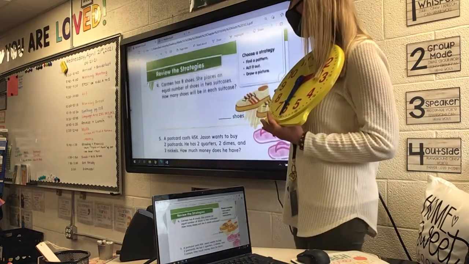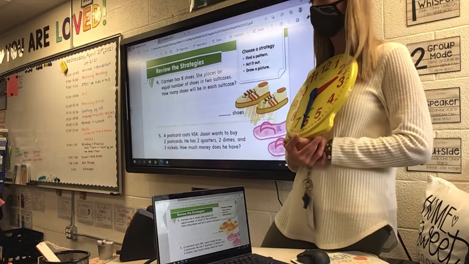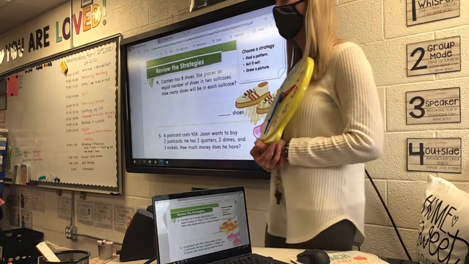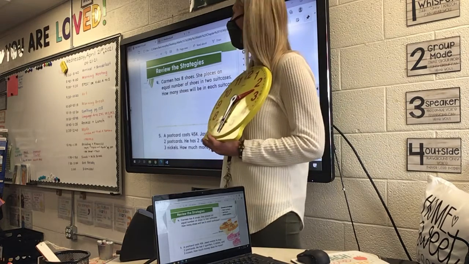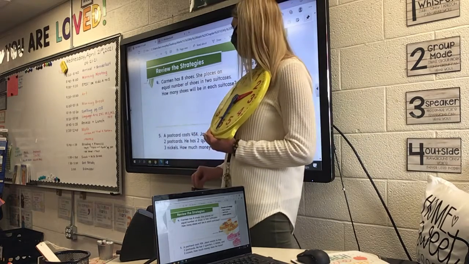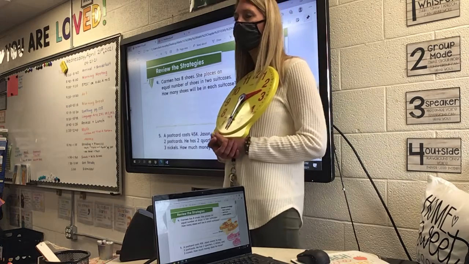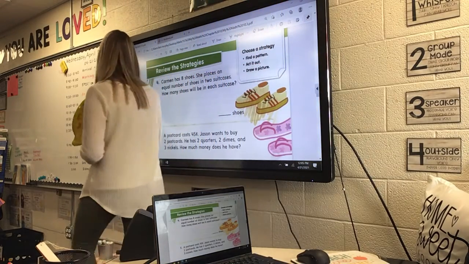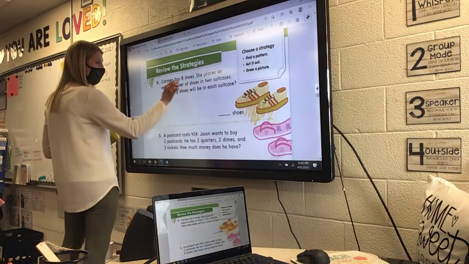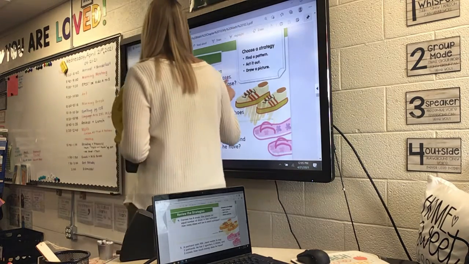Let's go on to number 4 on the back. So go to the back where you see these shoes. Okay. Listen to number 4 and see what we should underline. Carmen has 8 shoes. She places an equal number of shoes in 2 suitcases. How many shoes will be in each suitcase? All right, so what do we know? What should we underline? What do we know, Addie? Well, we know that she has 8 shoes and she places them in an equal number into a suitcase. Good. So she places them into an equal number. And how about 2 suitcases? We need that keyword too.